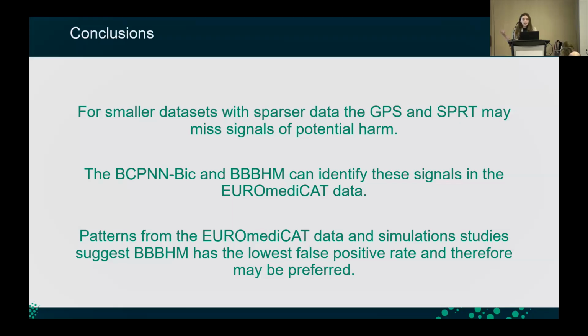So in conclusion, for smaller data sets with sparser data, the GPS and the SPRT may be missing signals of potential harm. The BCPNN BIC and the BBBHM are able to identify these signals within the Euromedicat data. And based on the patterns of signals found in this data and the simulation studies, this would suggest that the BBBHM has the lowest false positive rate, and therefore, in our case, may be preferred. So thank you very much.